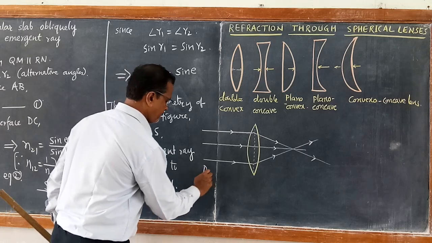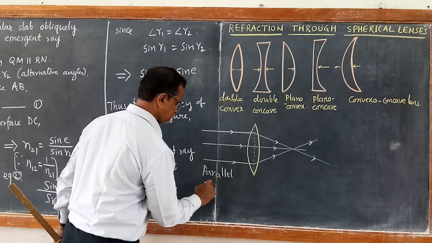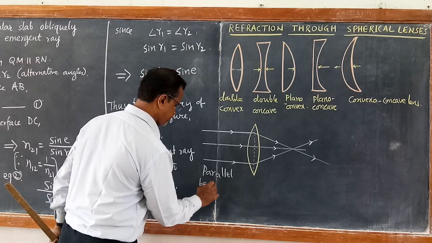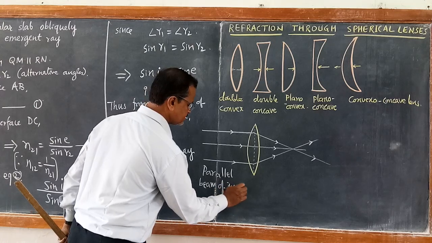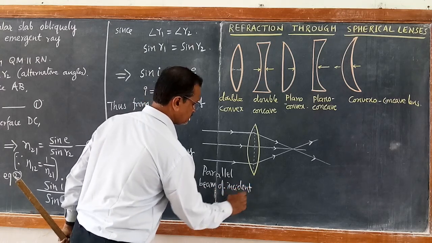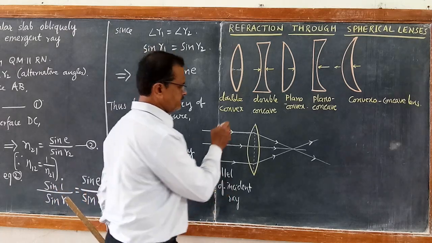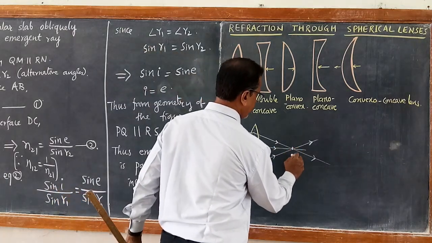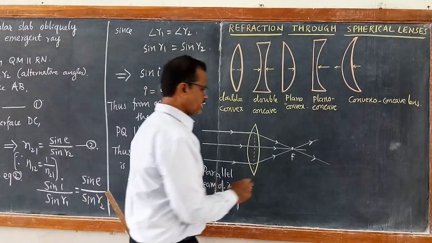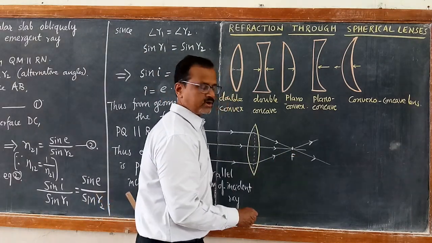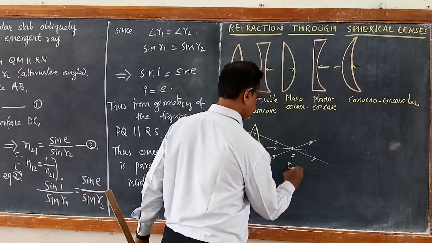So a parallel beam of incident rays, after refraction, bends towards a point and forms a point image, and this point is called the focus.